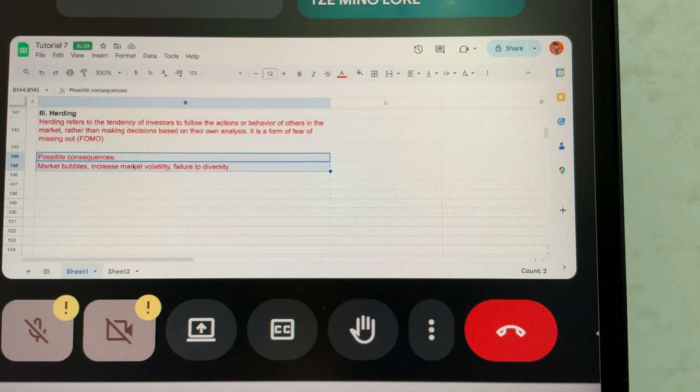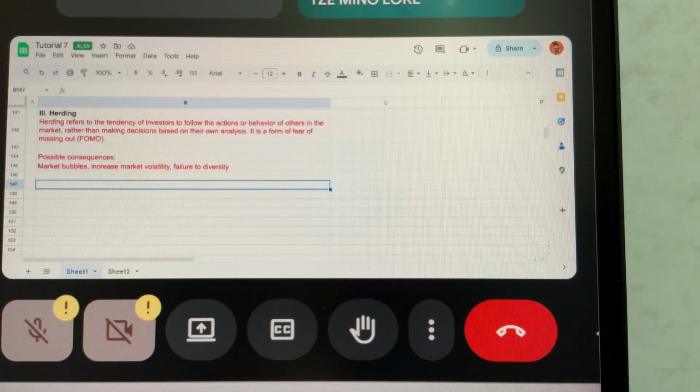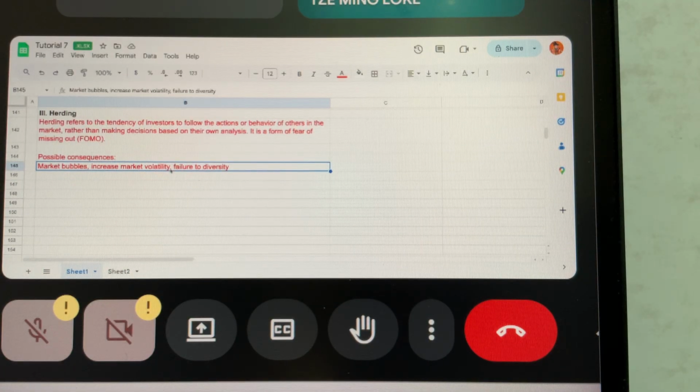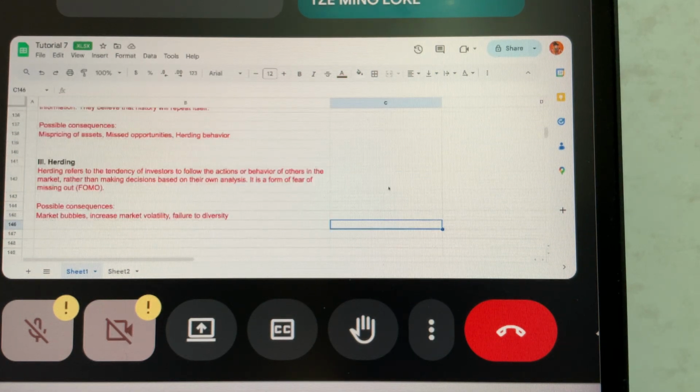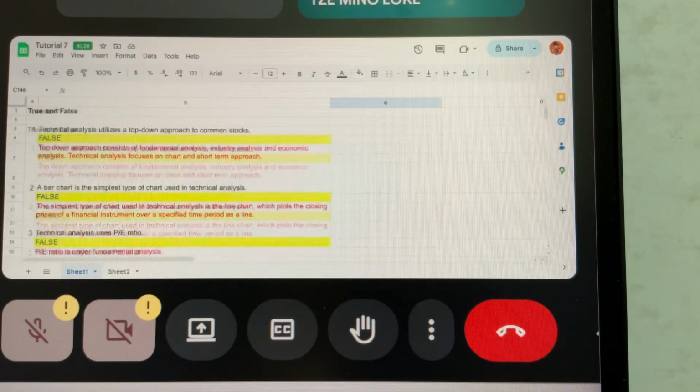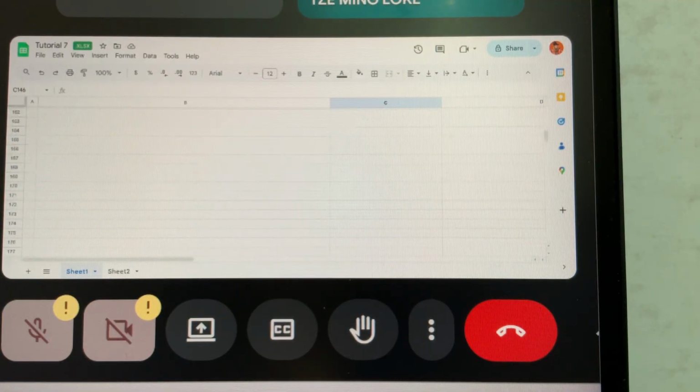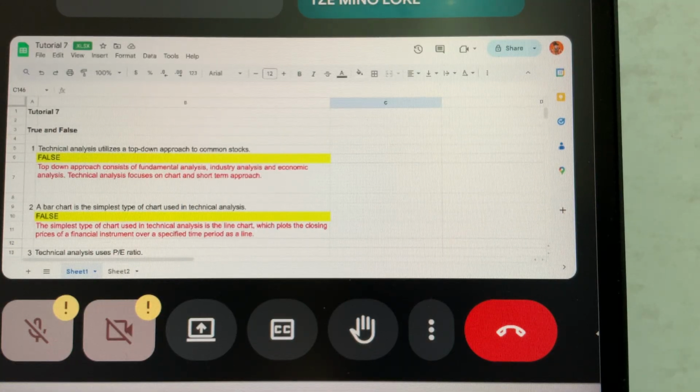So if herding behavior appears in the market, what will happen? Market bubbles, that means the share price will keep going up and up and up until one fine day, the holding will just crash, just like glove stocks during the pandemic. And it will increase the market volatility, and then again, investors will fail to diversify. So those are the possible consequences. So that's basically the questions on this tutorial. Like I said, most of the time, when it comes to technical analysis, they basically ask you these few basic questions only.